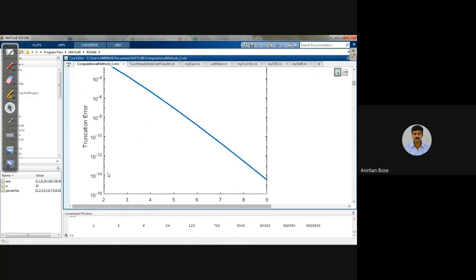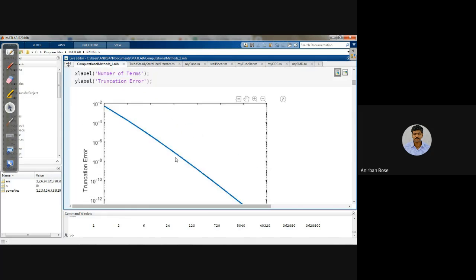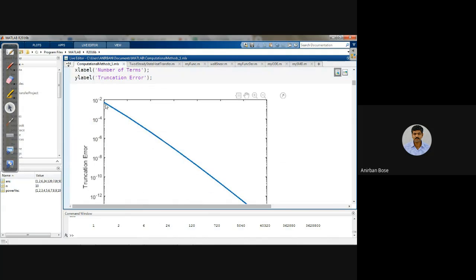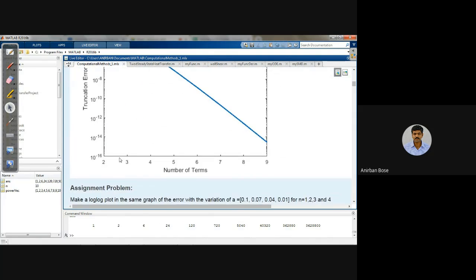So the y-axis is considered the log axis, and the x-axis is the normal axis. That has been plotted, and you see that gradually, with the increase of the number of terms that you are truncating, the error is gradually decreasing. So you can easily show it in this way.